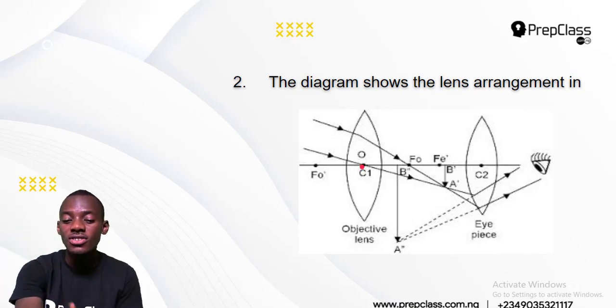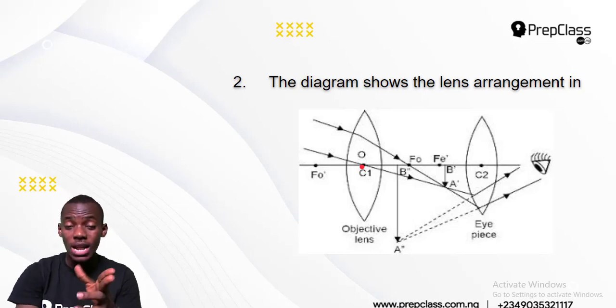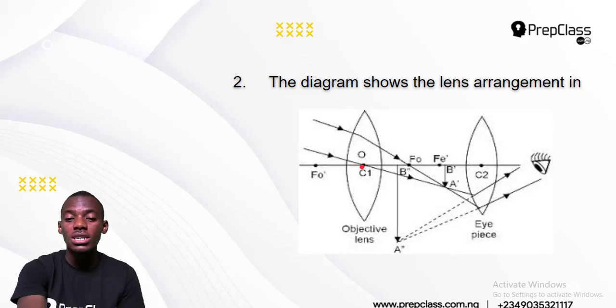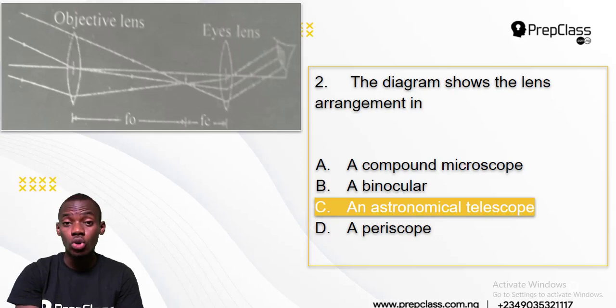So this drawing that has 2 lenses is not a microscope. It is an astronomical telescope, and that is the answer. Remember, it has 2 lenses: the eye lens and the objective lens. And even from the name objective lens and eye lens, I know automatically that it is an astronomical telescope, and that is the answer to number 2.